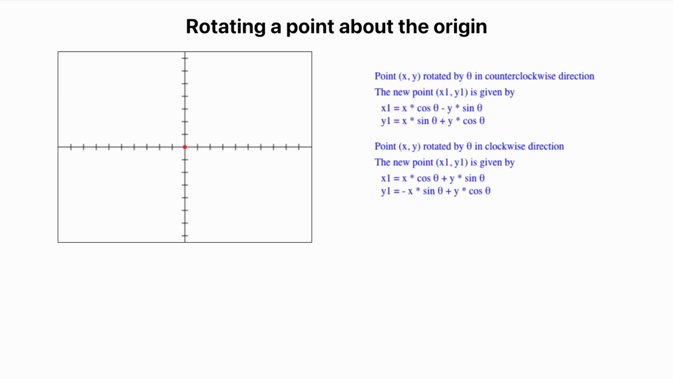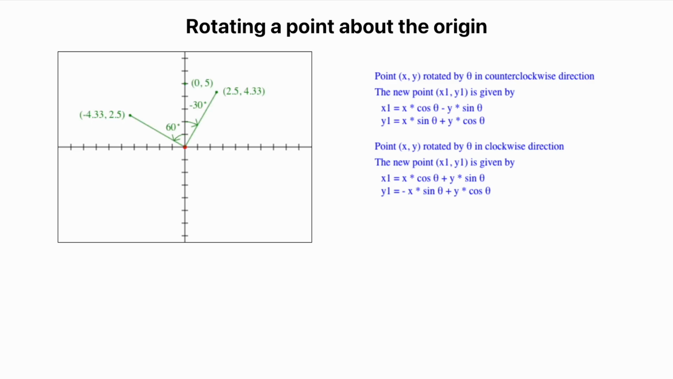Rotating a point about the origin. When a point x, y is rotated by theta angle in counterclockwise direction about origin, the new point x1, y1 is given by the formula x1 is equal to x into cos theta minus y into sin theta, y1 is equal to x into sin theta plus y into cos theta. For clockwise rotation, x1 is equal to x into cos theta plus y into sin theta, y1 is equal to minus x into sin theta plus y into cos theta.